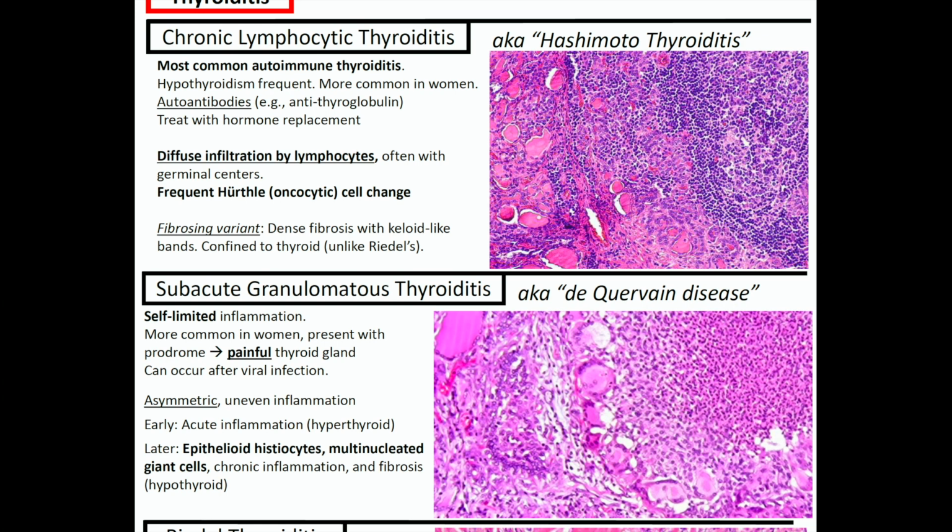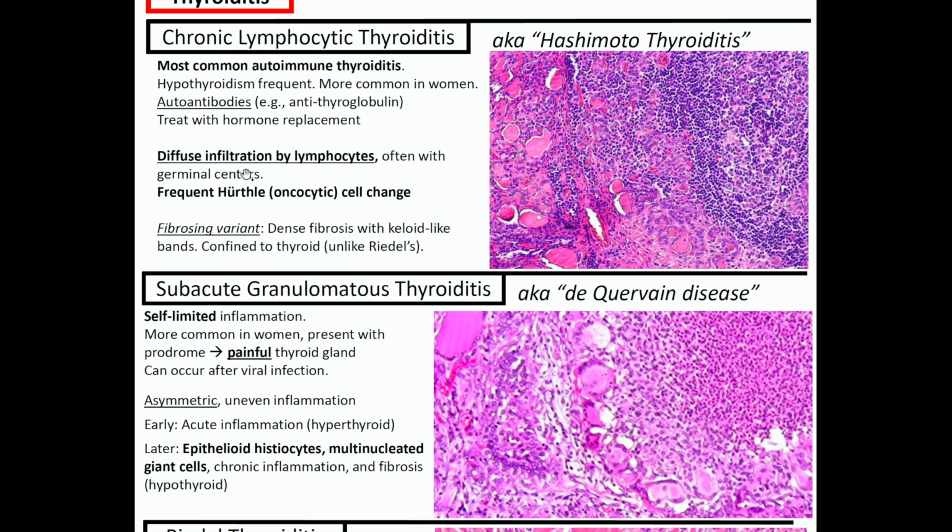So next up, we've got thyroiditis. And thyroiditis, the first category, is classic chronic lymphocytic thyroiditis, which is also known as Hashimoto thyroiditis. This is the most common autoimmune thyroiditis, frequently causing hypothyroidism, more common in women, and the autoantibodies, such as antithyroglobulin, among others, are what causes this, and this can be treated with hormone replacement.